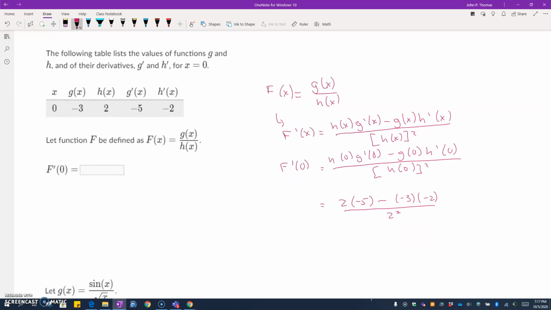Alright, so now we're going to do some cleaning up, and we've got negative 10 minus 6, right, all over 4. So negative 10 minus 6 is negative 16. Negative 16 over 4 is a negative 4. Alright, so in this case, f prime of 0 is negative 4. And again, that was based off the quotient rule, low d high minus high d low, all over low squared. And the table of information that we had there. Hope that helps.